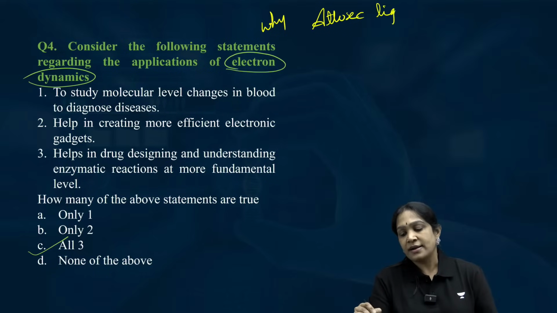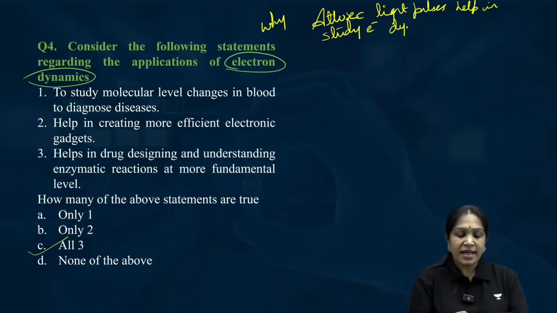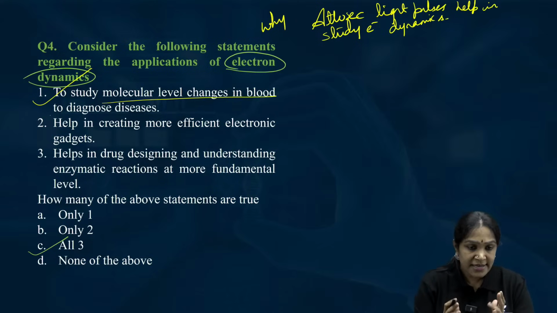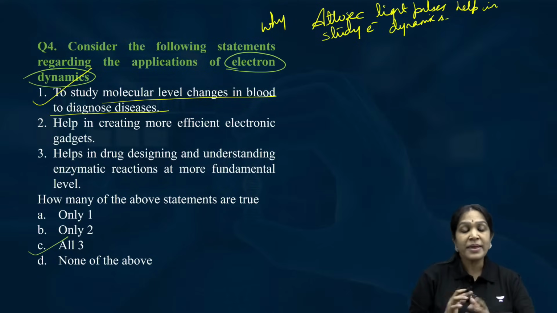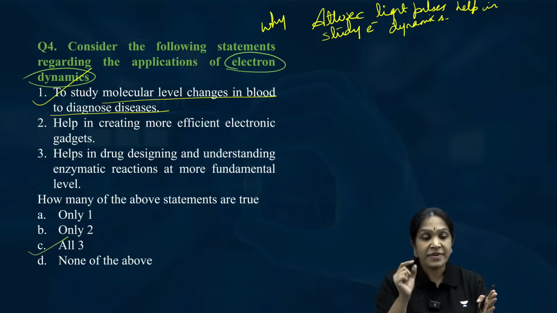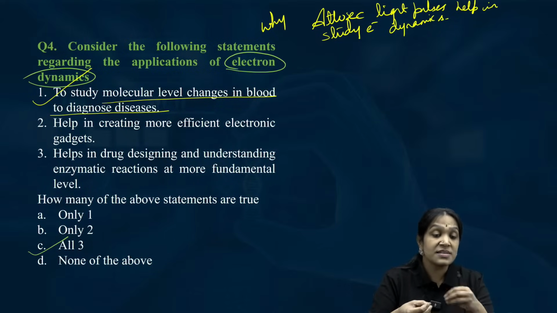Attosecond light pulses help in the study of electron dynamics. So, they are used to study the molecular level changes in the blood to diagnose the disease? Yes. It means with a better understanding of electron dynamics, we can study the matter at the atomic level, subatomic level.